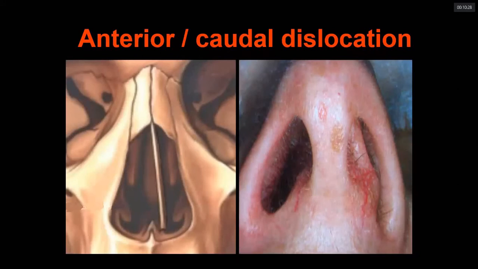Look here. This is what we mean by anterior dislocation or the caudal dislocation. It is congenital, and it is also very commonly caused by trauma. Here the fatty tissue, the muscles, and everything has been removed, and you can see the bone here, and this is a real image. This is the columella, and see the caudal part of the septum, it is coming to the front.